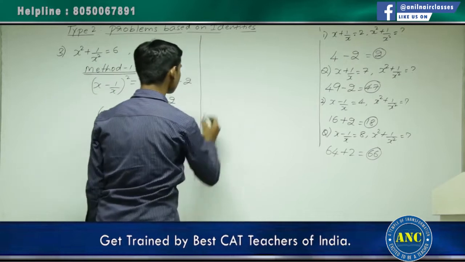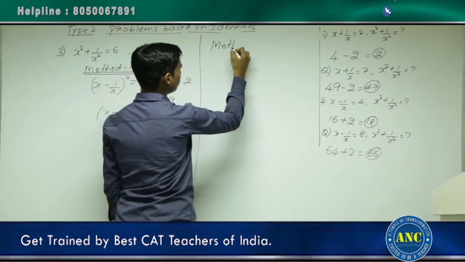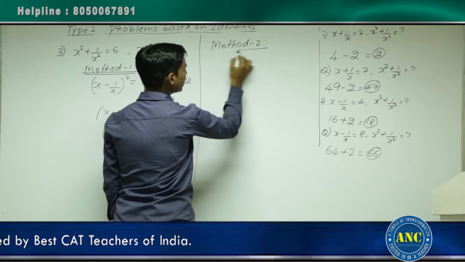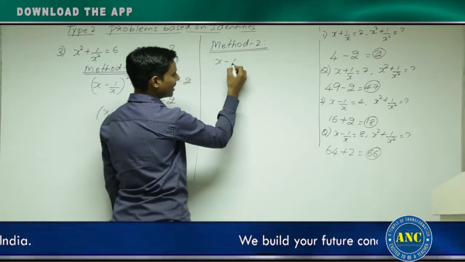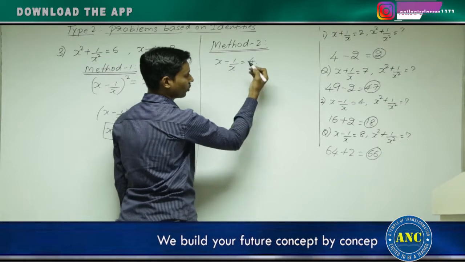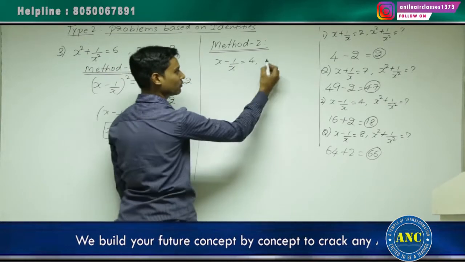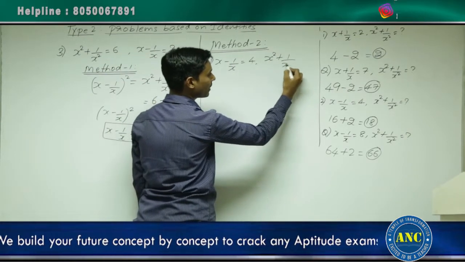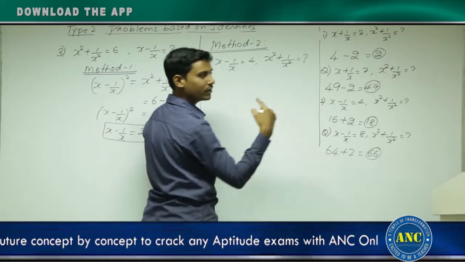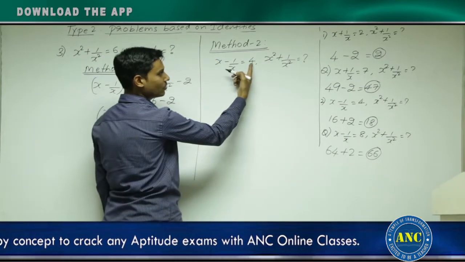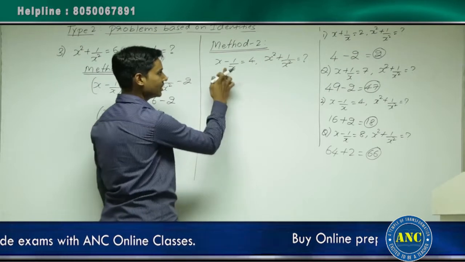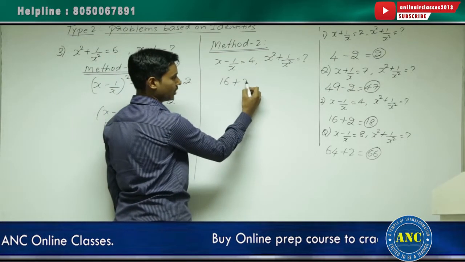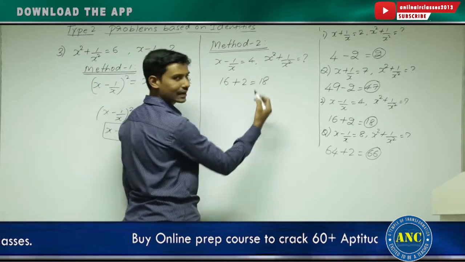See here, method 2. We just now saw in the previous case, suppose x minus 1 by x is 4 and we need to find x square plus 1 by x square. How will we find it? Square the value first. If I square the right hand side I will get 16. If it is minus here, add 2. You will get the answer.